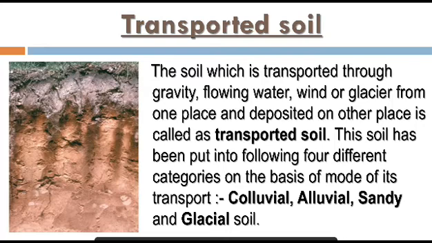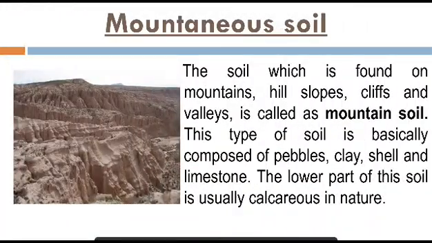Some soils are formed due to deposits of particles through glaciers. Those soils are known as glacial soils. Now we will discuss the mountainous soil. The soil which is found on mountains, hill slopes, cliffs and valleys is known as mountain soil. This type of soil is basically composed of pebbles, clay, shale and limestone. The lower part of the soil is usually calcareous in nature. This soil is found in northeast Himalayan regions of our country.